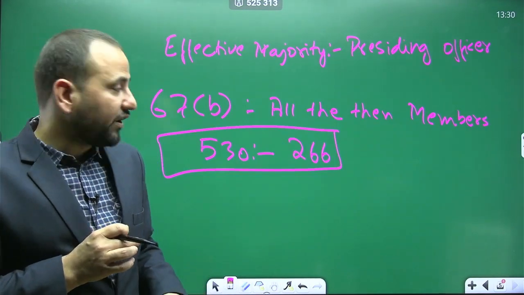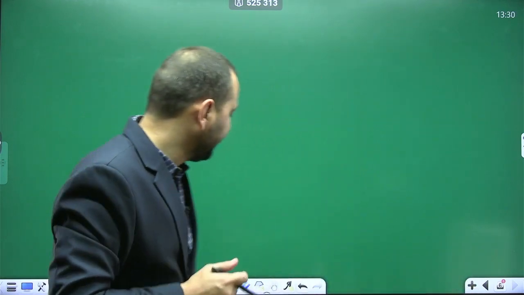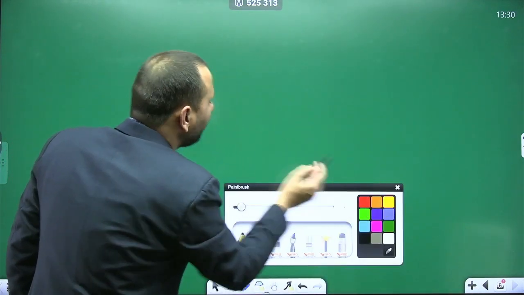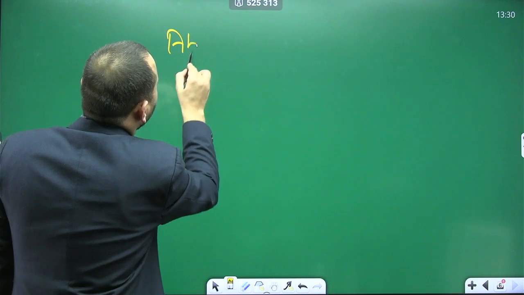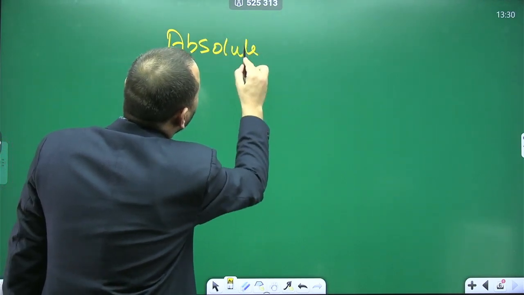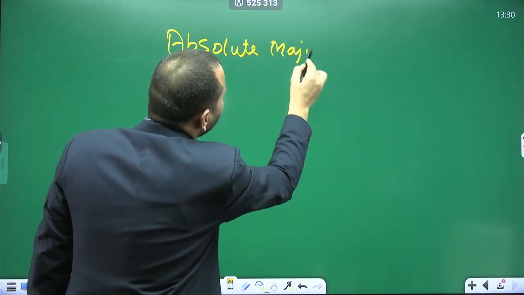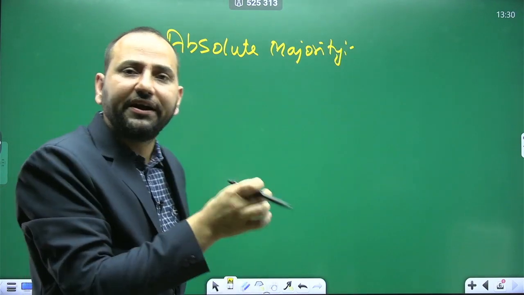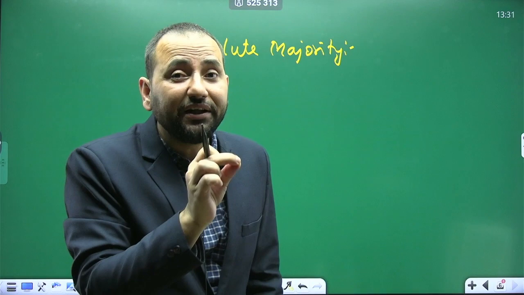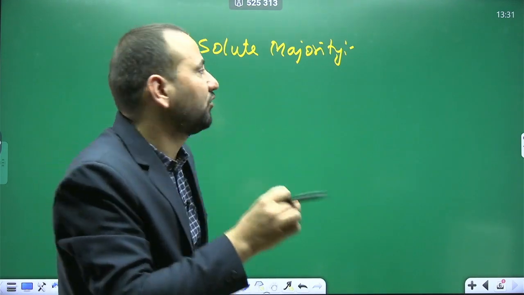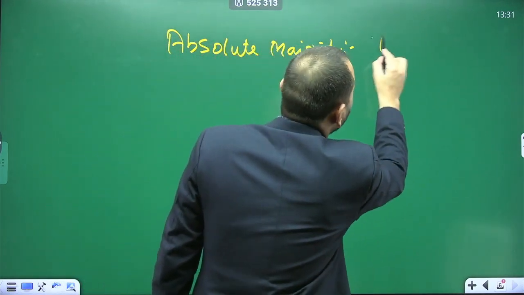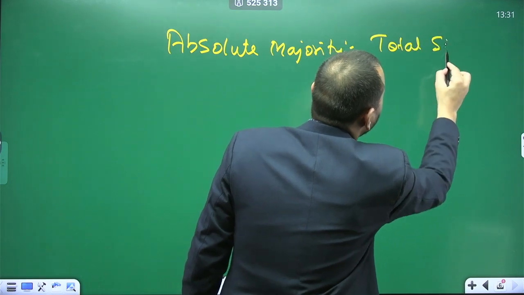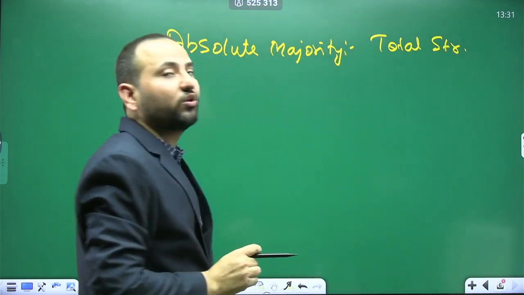Again, if you move forward, the next concept is absolute majority. In the concept of absolute majority, we have to understand only one dimension. It doesn't matter how many are present, how many are absent, how many are voting. It means the majority of the total strength of the house. So whenever we take the total strength, the majority of that total strength is known as absolute majority.